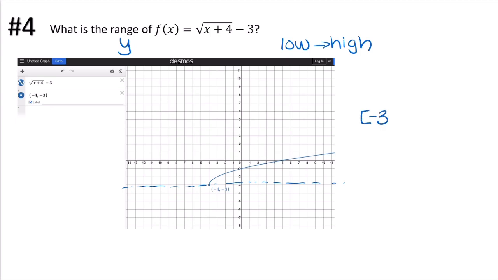So I'm going to put square bracket -3. And then from there, notice my graph is going up. If it's going up, it's headed to positive infinity. So I write infinity, and then I use my open parenthesis. So that is the range of this function.